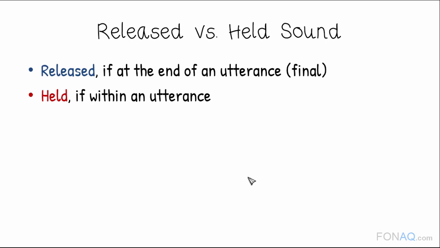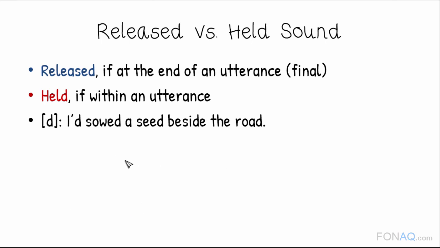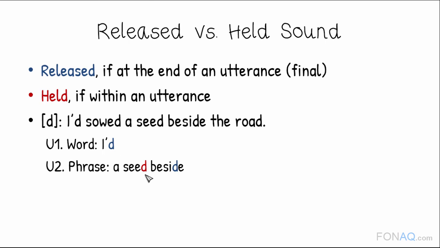We will repeat a similar process with other sentences. Consonant D sentence. Utterance 1. I'd. D is at the end. It's released. I'd. Utterance 2. This D is inside. That D is outside. Hold this. Release that. A seed beside.